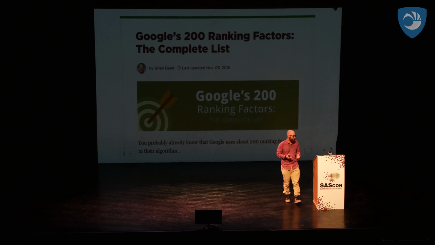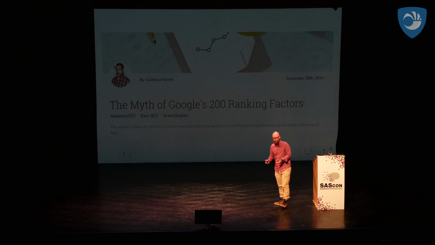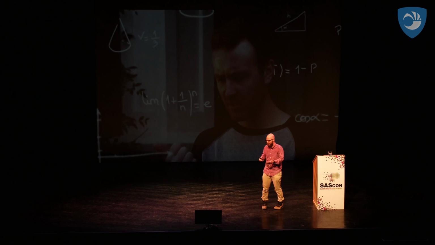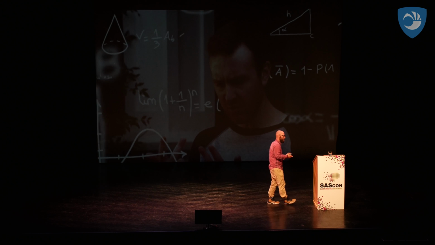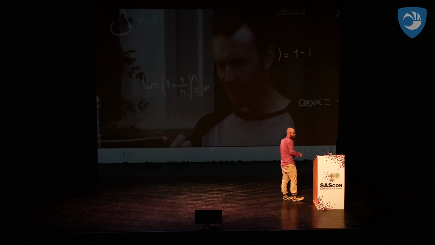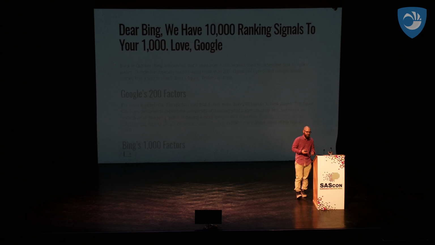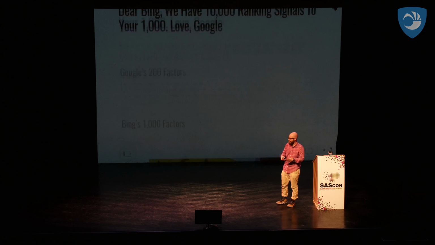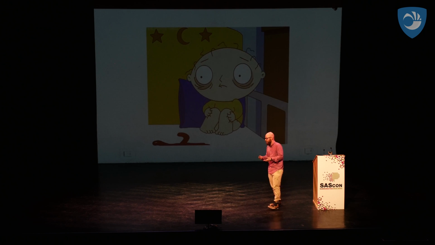So if you look at the 200 ranking factor lists, there's quite a lot of them. Probably you know the one by Brian. But there's a lot of resources saying that those are actually wrong. So it can get a little bit confusing if you try to find which factors I should focus on. And at the same time, Bing would say we have 1,000 ranking factors, when Google would reply we have 10,000. And that's getting really, really confusing for all the SEOs.